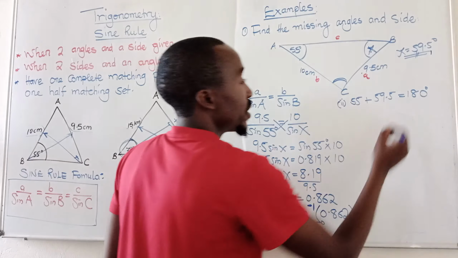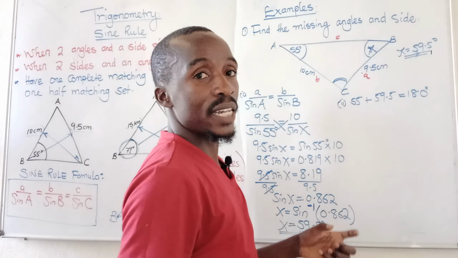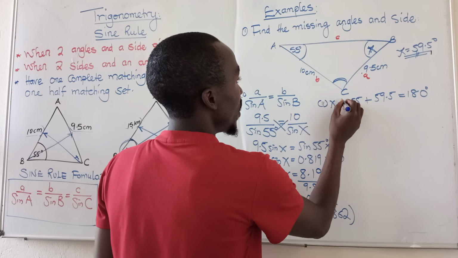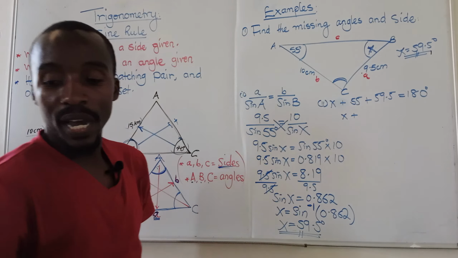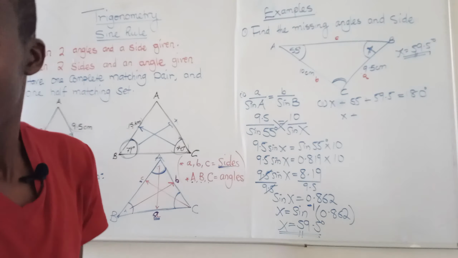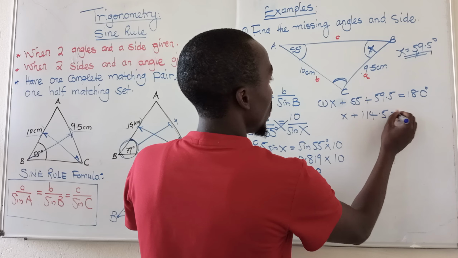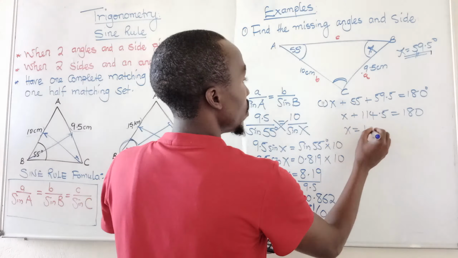Okay, so we equate to 180 because the angles in a triangle add up to 180. We say this is number 2. So x plus 55 plus 59.5 will give us 114.5, which is equal to 180. So x is equal to 180 minus 114.5.